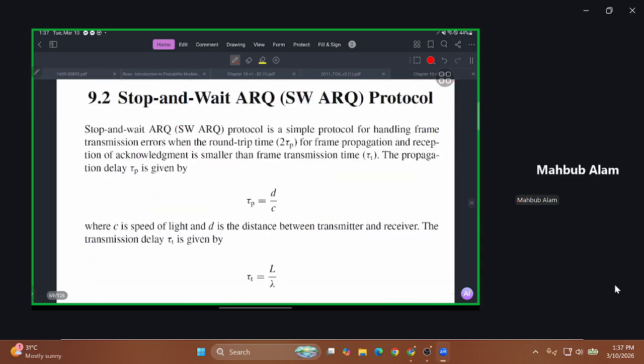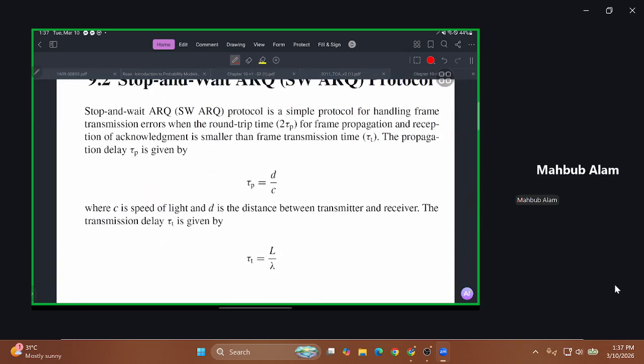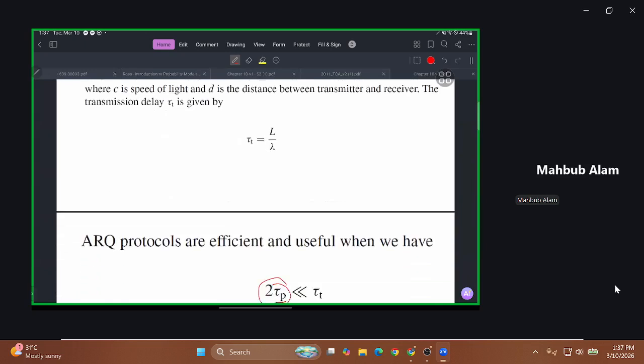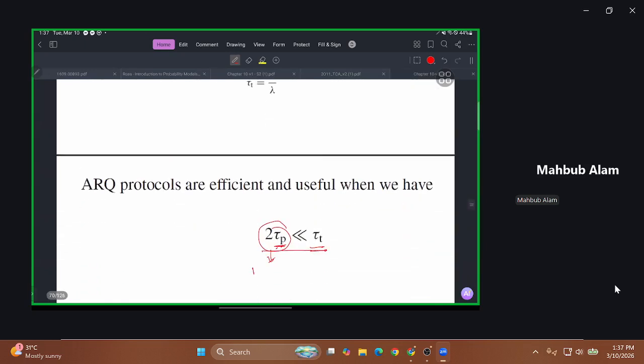In the stop and wait protocol, as I mentioned, this condition has to be satisfied: the round trip time should be much less than the transmission time. Otherwise, most of the channel time will be kept idle. This way, at least a majority portion of the channel time will be kept busy.